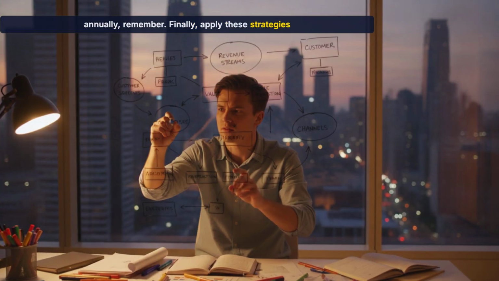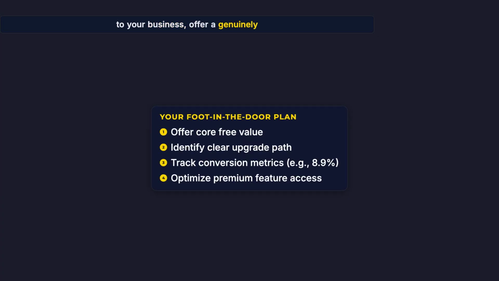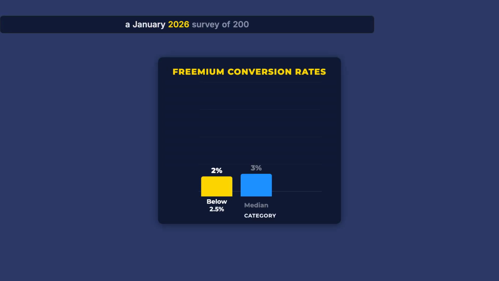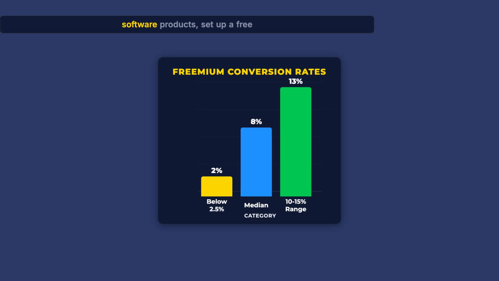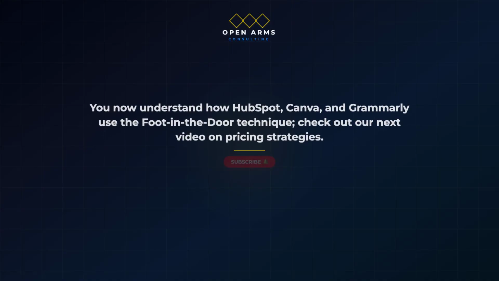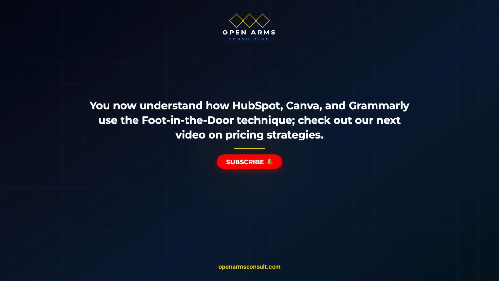Finally, apply these strategies to your business. Offer a genuinely useful free service, then identify a clear upgrade path. Organic signups convert at the highest rates, according to a January 2026 survey of 200 software products. Set up a free tier with specific value. You now understand how HubSpot, Canva, and Grammarly use the foot in the door technique.